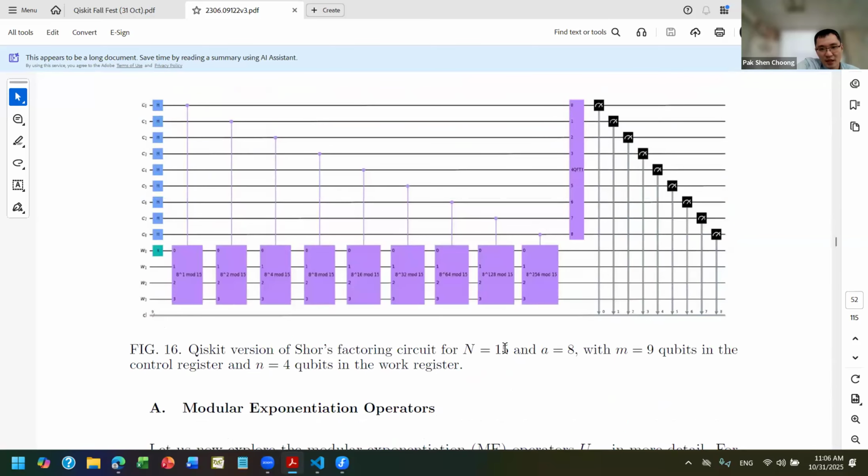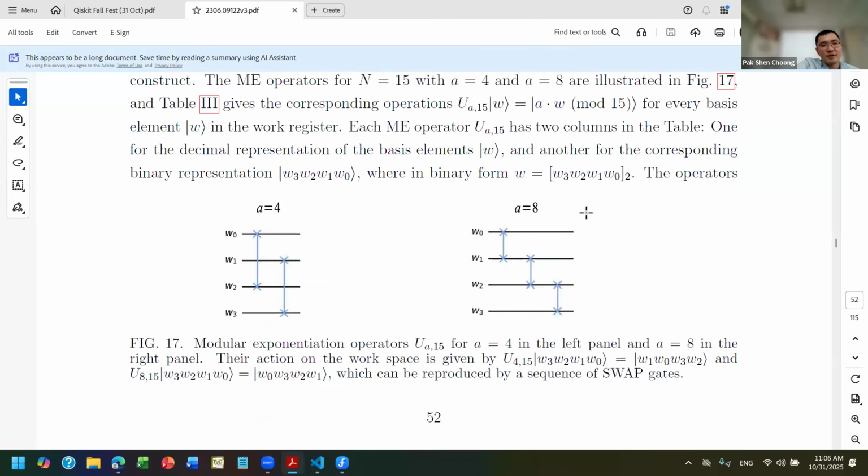Okay, sorry, they did n equals 8, and probably they did 8. So this will be the circuit. You see that this is more or less the same thing. The first one is 8 mod 15, and then you have x squared, and then 8 to the power 4, and so on. This is what we call modular exponentiation. So you just perform all that.